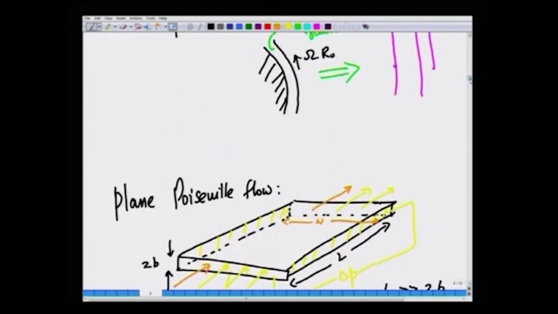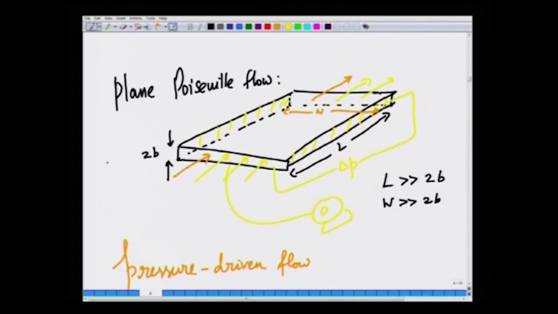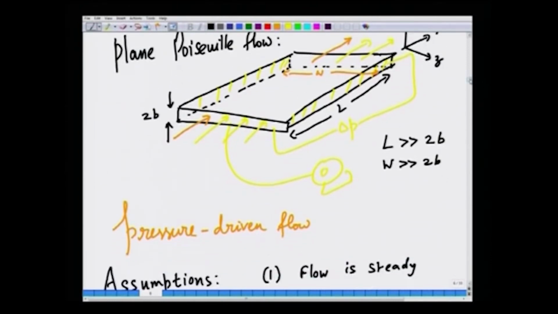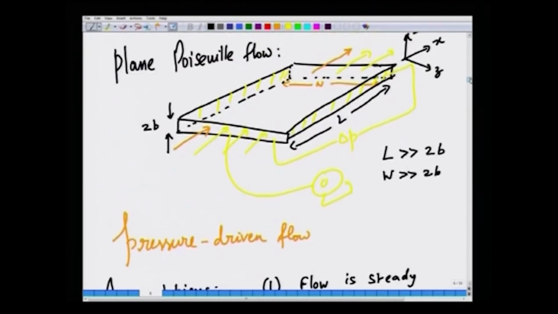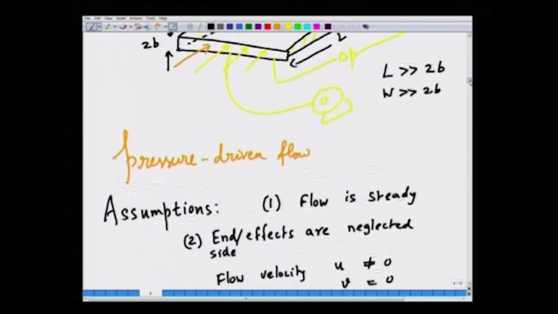So, we have to place a coordinate system. So, this is the direction of the flow x, the normal component is y, and the third component is z, okay, as usual. So, the flow velocity u, only u is non-zero, but v is 0 and w is 0. v is 0 because there is no driving force in the other direction, the y direction, and same for w, the z component of the velocity.